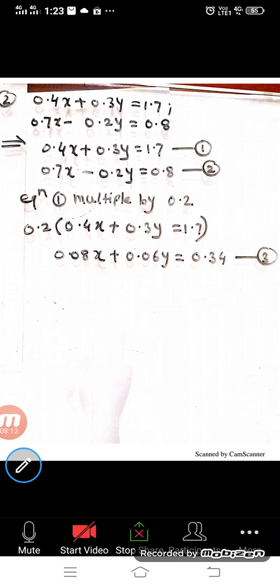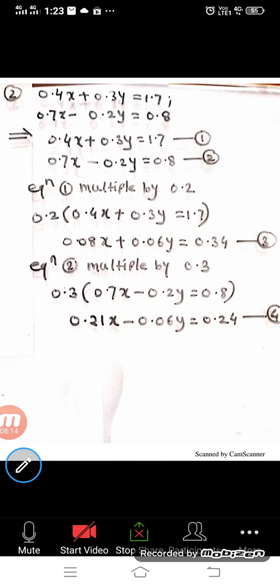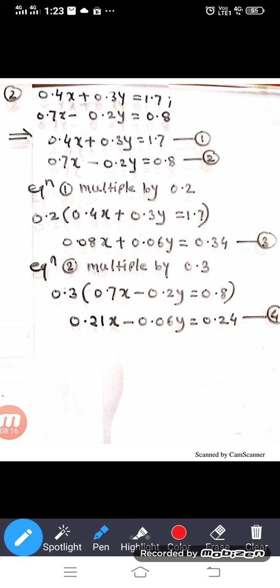Similarly, equation 2 multiply by 0.3 in this way. 0.3 multiply 0.7x is 0.21x. 0.3 multiply minus 0.2y, then we get minus 0.06y, and 0.3 multiply 0.8, then we get 0.24. In this way we get the equation number 4.